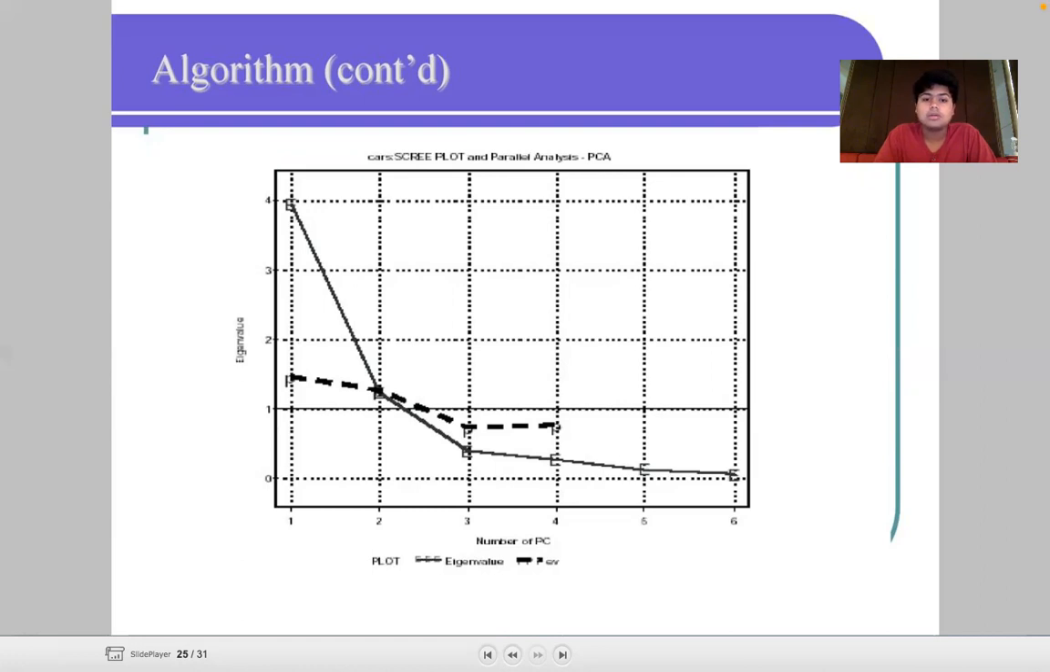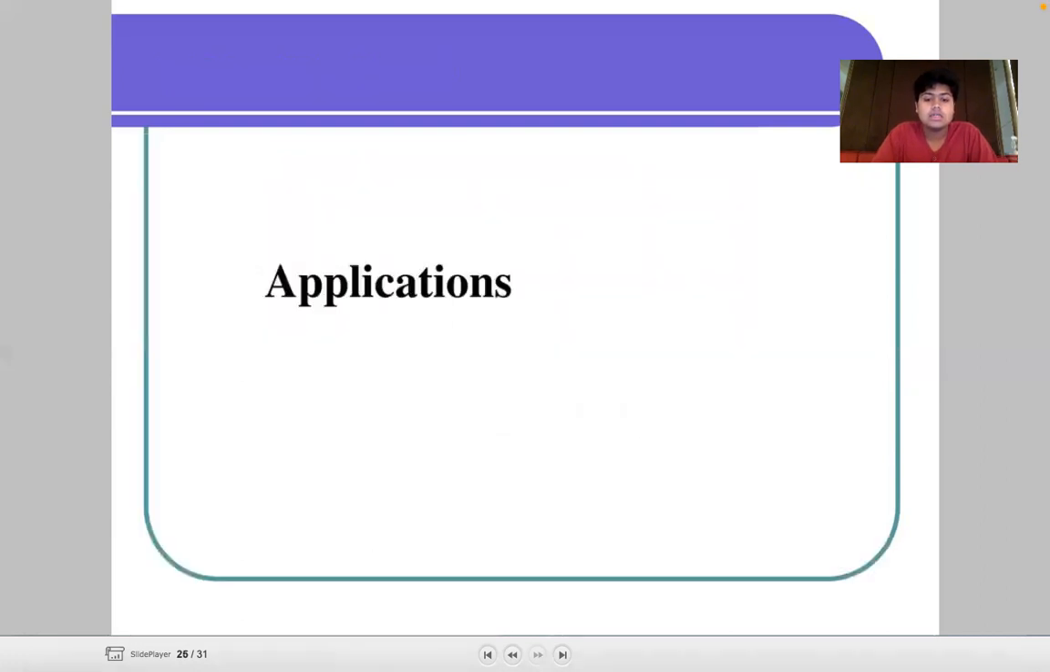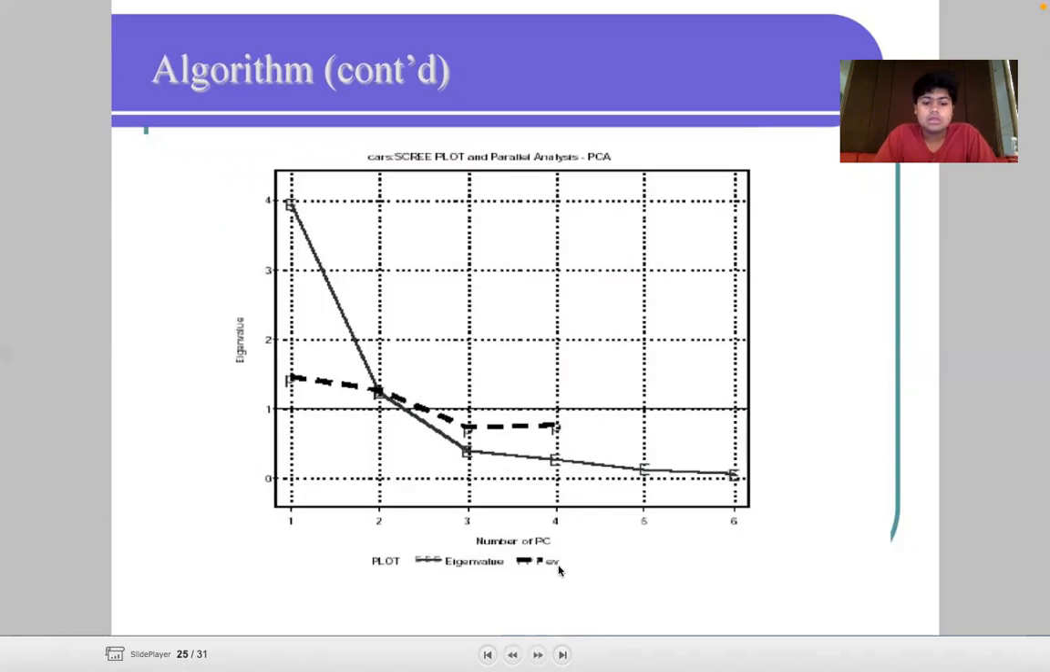Coming to the fourth step, calculating the covariance of Z. And after that, calculating the eigenvalues and eigenvectors. Then sorting the eigenvectors. In this step, we take all the eigenvalues and sort them in decreasing order, from largest to smallest, and simultaneously sort the eigenvectors accordingly. The resultant matrix will be named P.